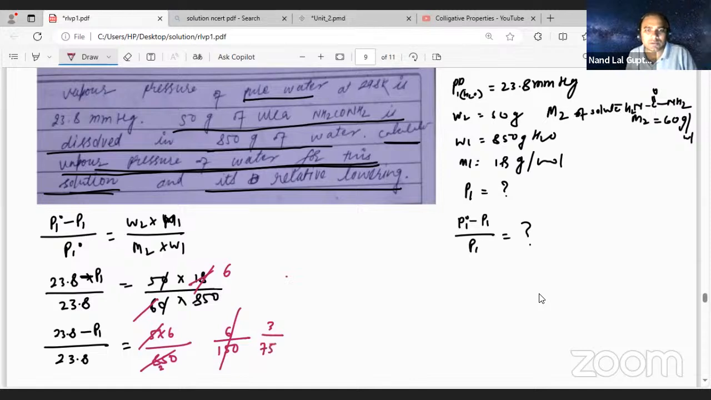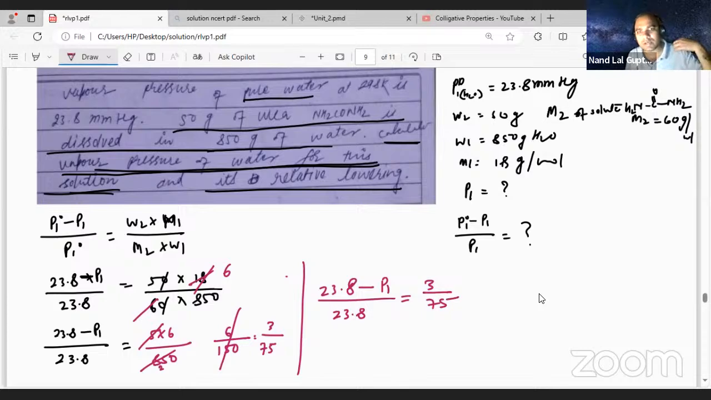So let us rewrite here. What we can write here: (23.8 minus P1) upon 23.8 equals 3 by 75. Let us try to solve. This is also divisible: 3 ones are 3, 5 threes are 15.